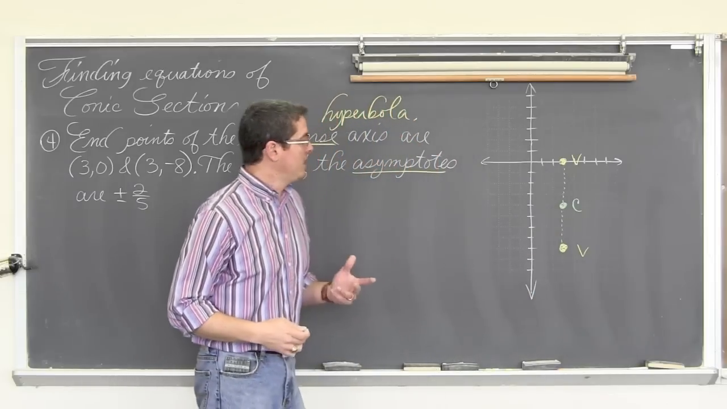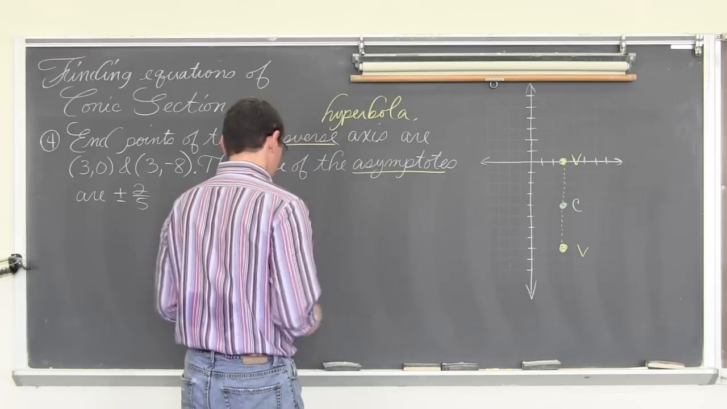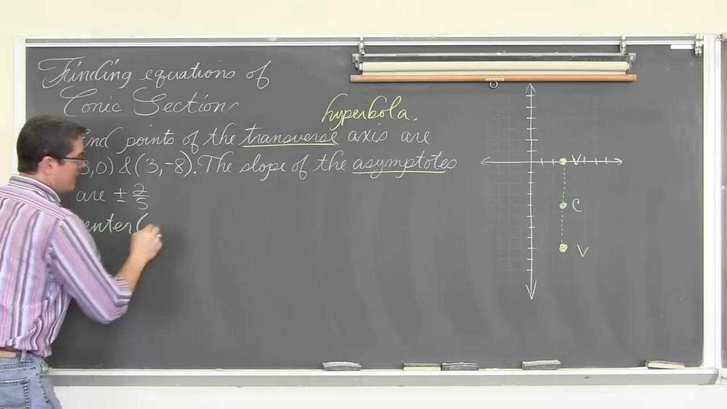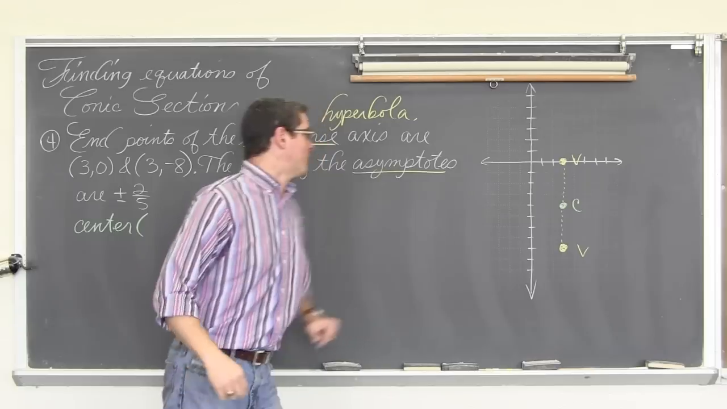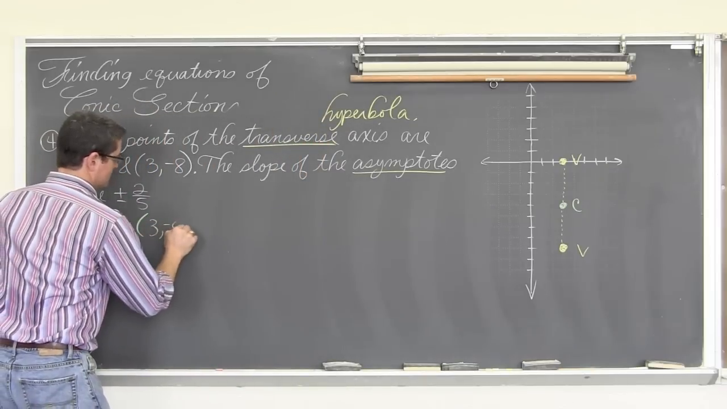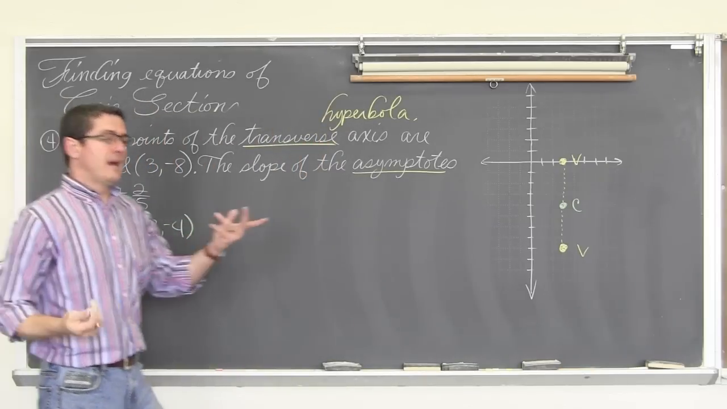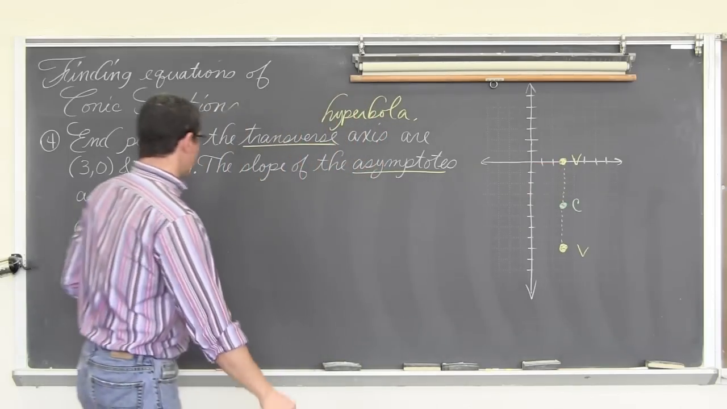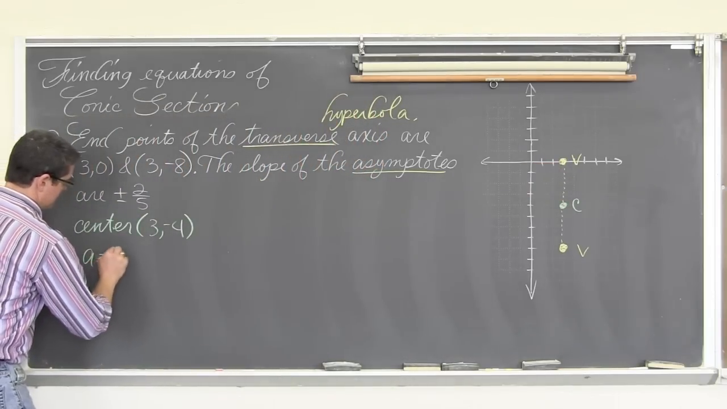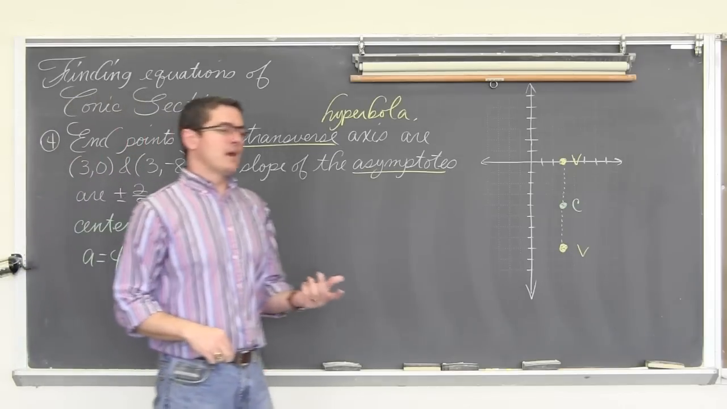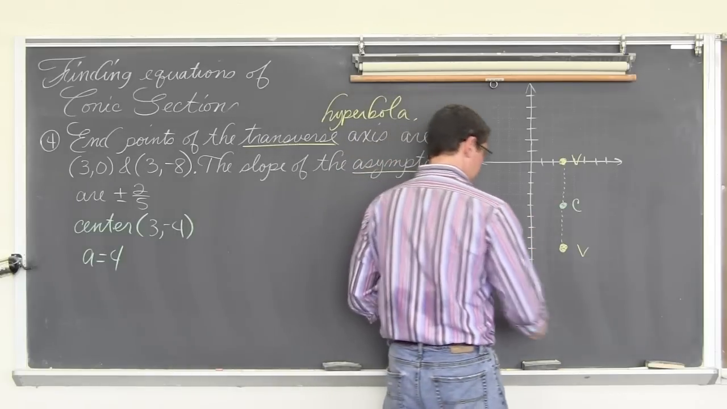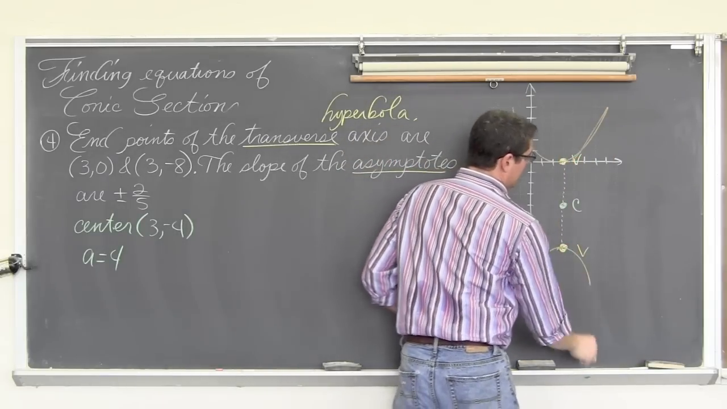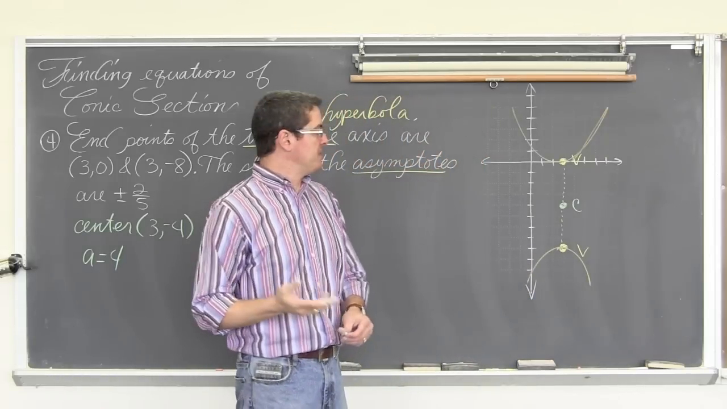So what do we know? We know the center. So the center is the point (3, -4). We also know now that from center to vertex is always a, so a is equal to 4. We also know the direction. This doesn't have to be pretty, so just something like that. The hyperbolas are opening up and down.